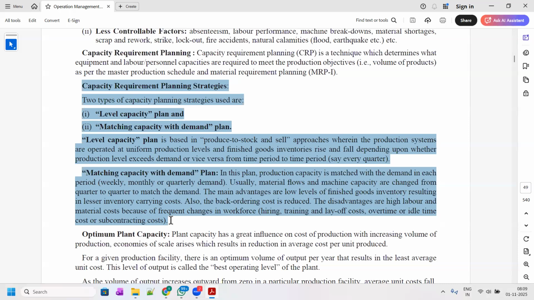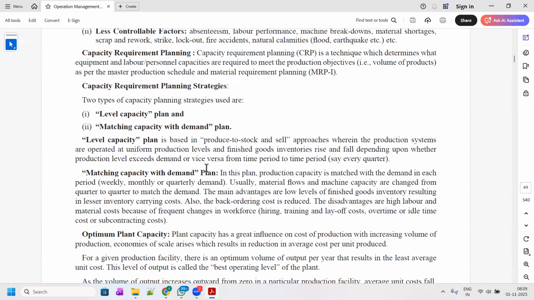Hello, hello, am I audible? Yes, sir. Yeah. So basically, you understood, right? What do you mean by this matching capacity with demand plan? Rashri, Adisha, Gagna, what do you understand by this matching capacity with demand plan?